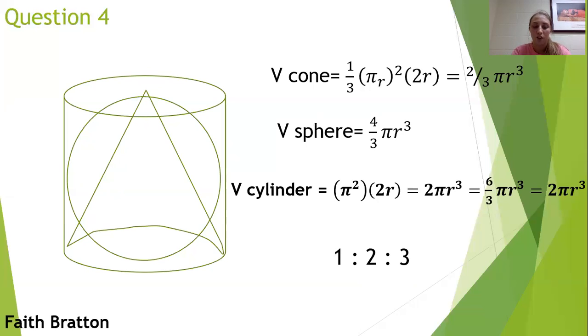If we divide the volume of the cone by the volume of the cone, the result is 1. If we divide the volume of the sphere by the volume of the cone, the result is 2. If we then divide the volume of the cylinder by the volume of the cone, the result is 3. So this shows that our ratio is 1, 2, and 3.